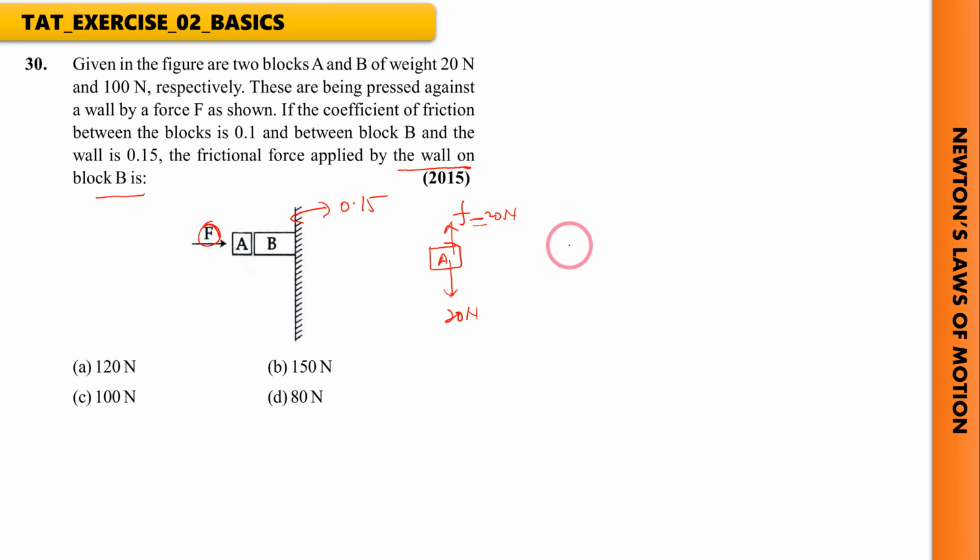Now coming to block B, because of its weight, there is 100 Newton downside. Now friction, action and reaction between A and B. So on B, the friction will be acting downside, and that is 20 Newton. Because it is not moving, there is an upside force by the wall, F dash, and it has to be balanced. Therefore 20 plus 100, the upside force by the wall on block B will be 120 Newton. So the answer is A.